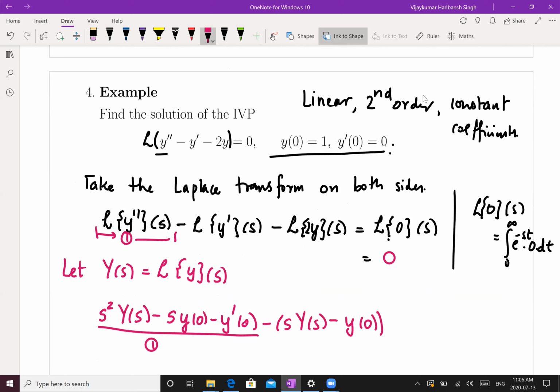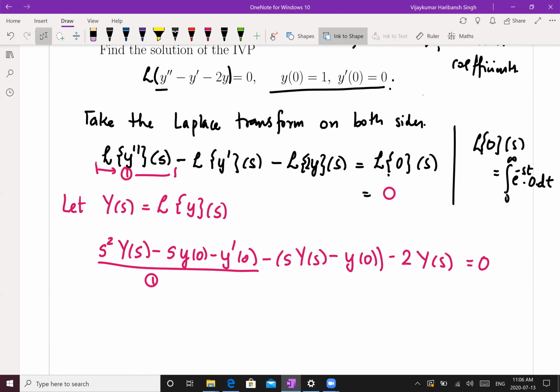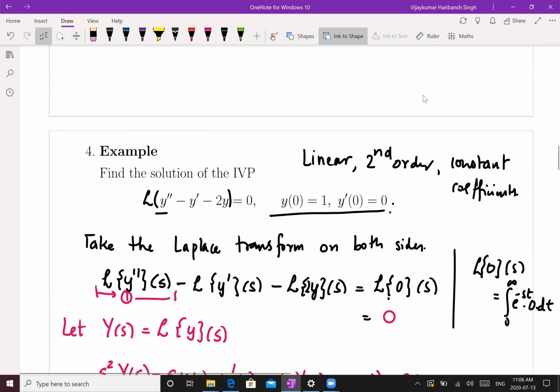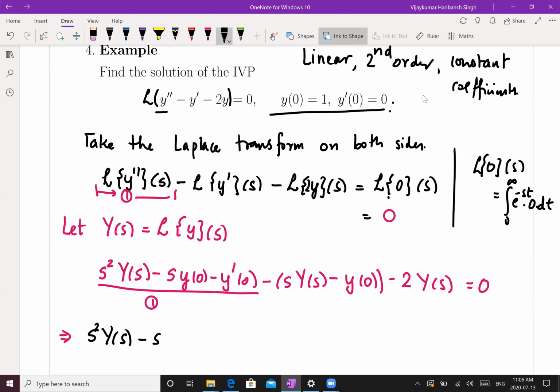And now the 2 comes out, then it is the Laplace transform of y, which is basically 2Y(s), and that is equal to 0. So now we want to simplify this a bit. This implies s squared Y(s), which we need to find out, minus s times y(0). What is y(0)? y(0) is 1. So s times 1.